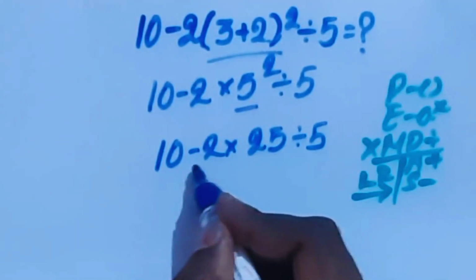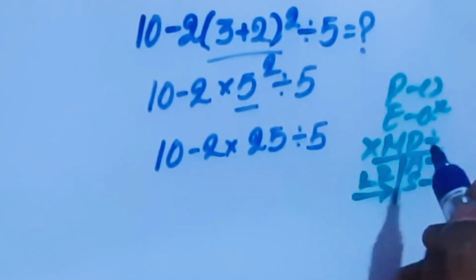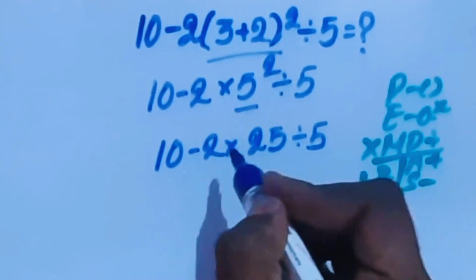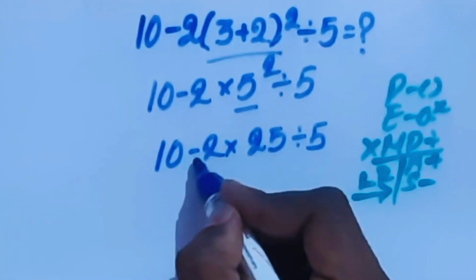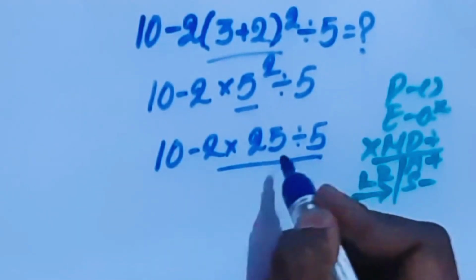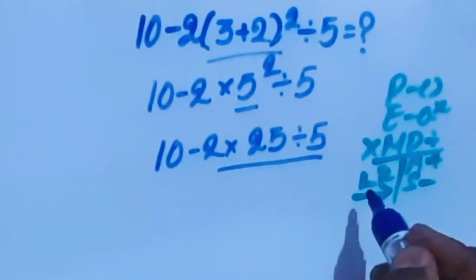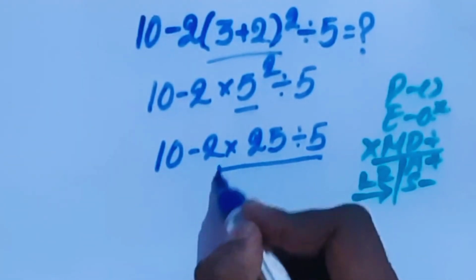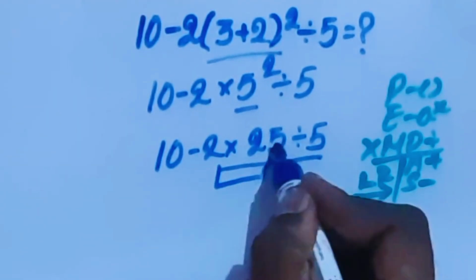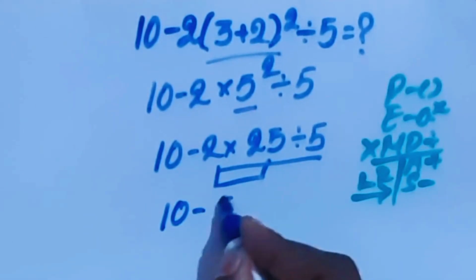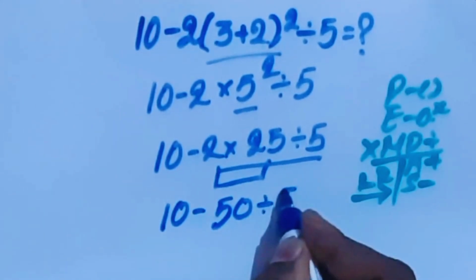Here we have subtraction, multiplication and division. Multiplication and division have higher priority than subtraction, so we have to do multiplication and division before subtraction. Multiplication and division have equal priority, so for equal priority we use the left to right rule. Here, left to right, is 2 times 25. So 10 minus 2 times 25 is 50 divided by 5.